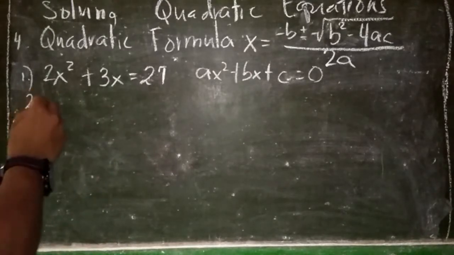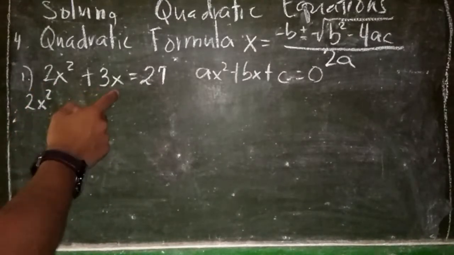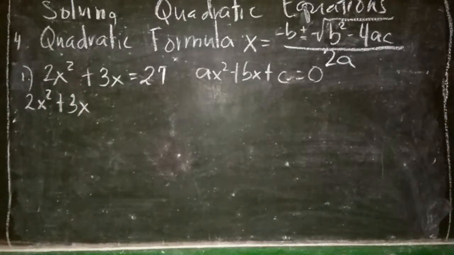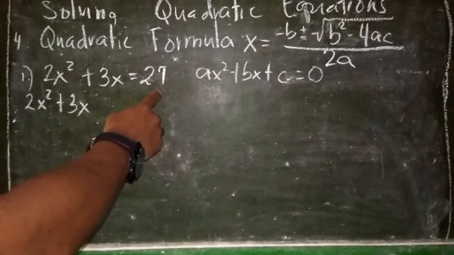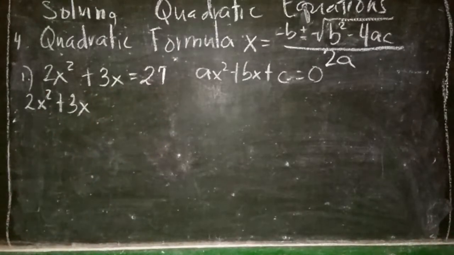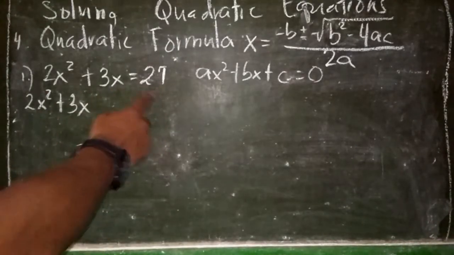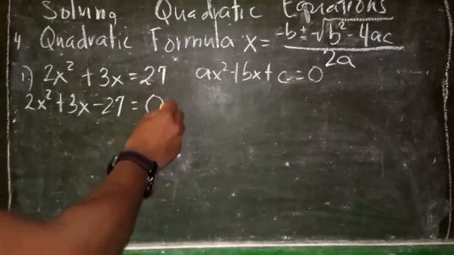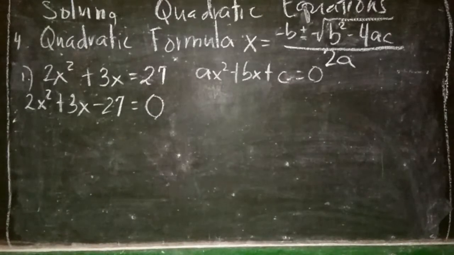So, let's copy 2x squared, okay, followed by the linear term, plus 3x. Then, transpose natin itong 27 dito sa left side. So, from positive, since we are doing the transposition process, the sign will be changed. So, from positive, magiging negative 27 equals 0. Okay, so after writing the quadratic equation in standard form, we are now ready to determine the values of a, b, and c.